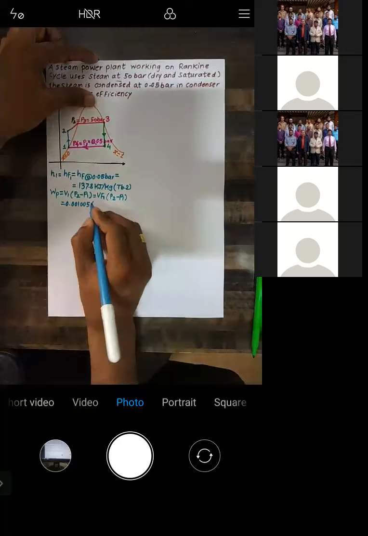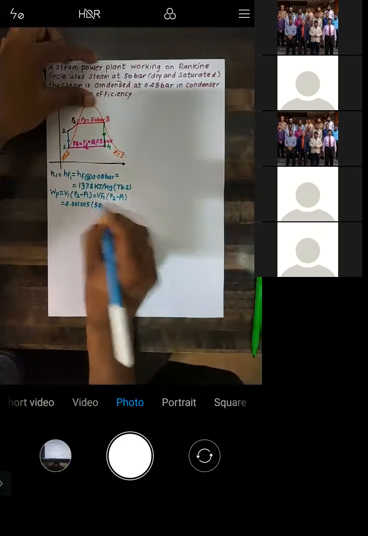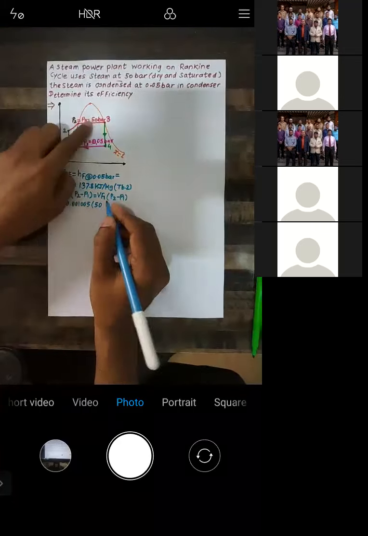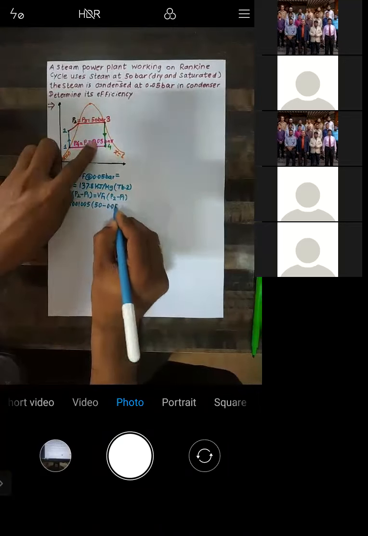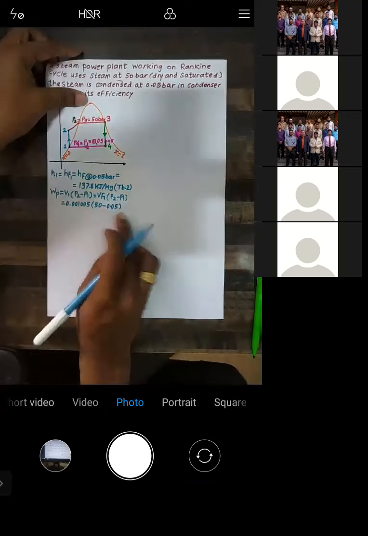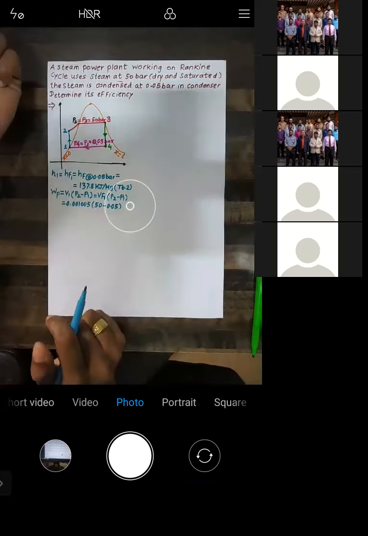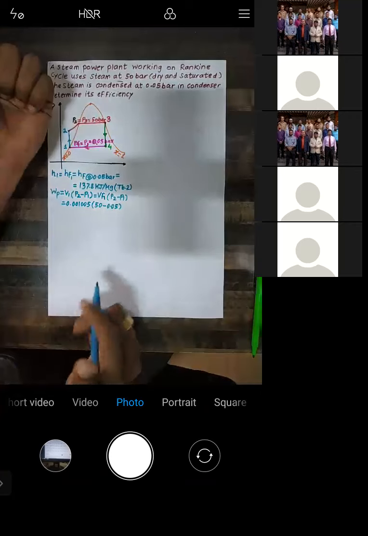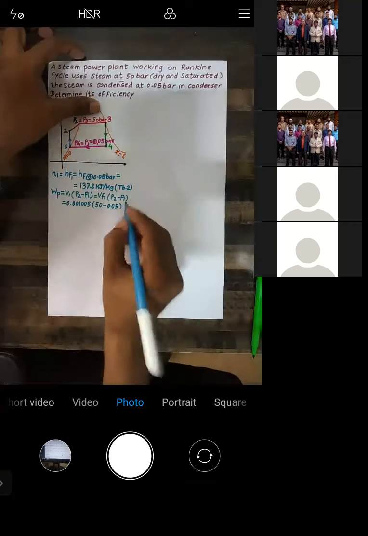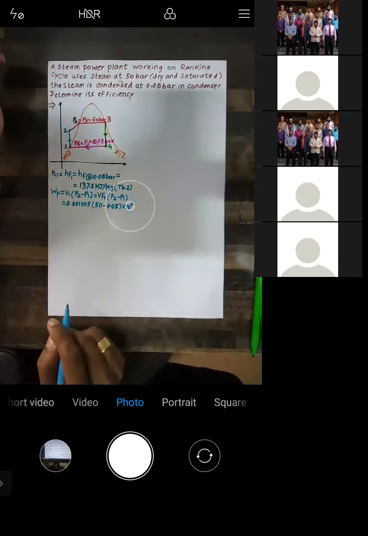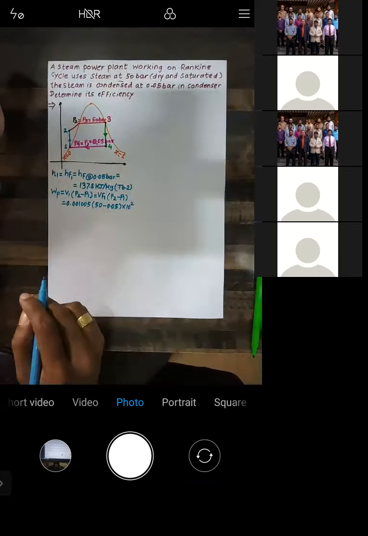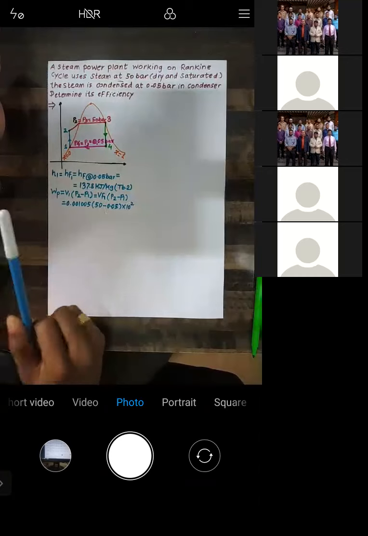Okay, so simply I will write down 50 is P2. You can see P2 pressure is 50 minus P1. P1 is 0.05. But this is in bar, right? And how to convert bar into kilopascal? Just multiply it by 100, that is by 10 raised to power 2, because we want this into kilopascal.